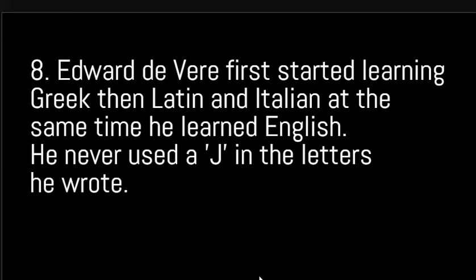Edward de Vere first started learning Greek, then Latin, and Italian at the same time he learned English. He never used a J in the letters he wrote. Here we can see in January 1603, he spells January with an I. The same with justice, here and here. They kind of look like J's, but if you remember that italic hand, it looks like that capital I. Also notice how he spells you or your with a Y-O-W. Notice that? It's all throughout that letter.